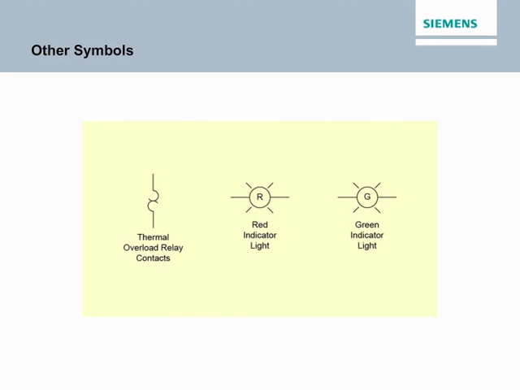An indicator light, often referred to as a pilot light, is a small electric light used to indicate a specific condition of a circuit. For example, a red light might be used to indicate that a motor is running. A letter in the center of the indicator light symbol is sometimes used to indicate the color of the light.